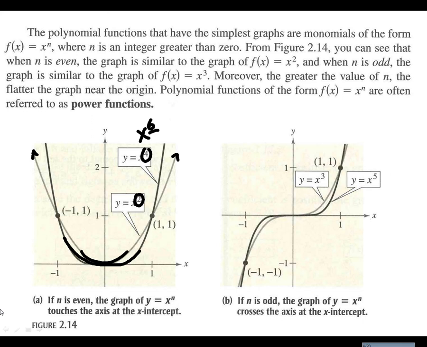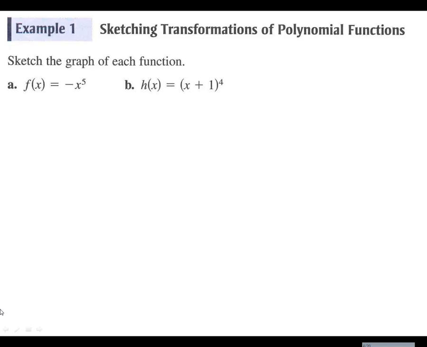Same thing here. When it's odd, we're going to cross through the point 0, 0. A little bit shallower for our higher order functions, so we can see a little bit steeper for x to the third, and notice how it flattens off a little bit for the x to the fifth. Higher the power, the more flat you're going to see your curve. So let's take a second and sketch the graph of some functions. We'll start with negative x to the fifth.